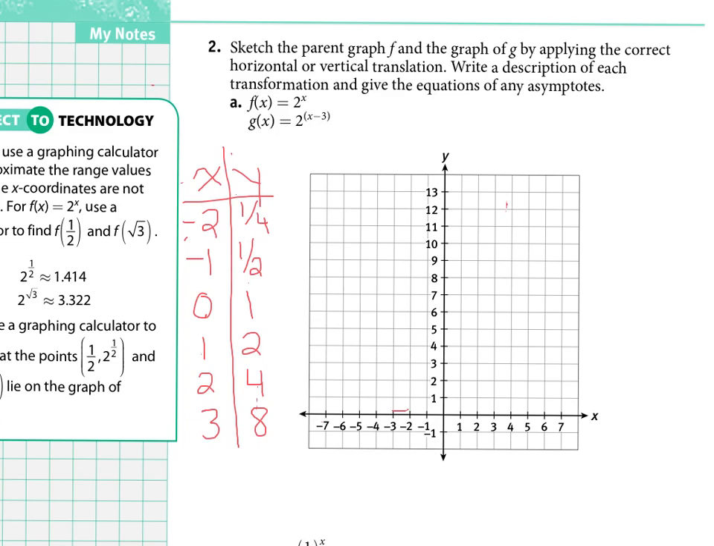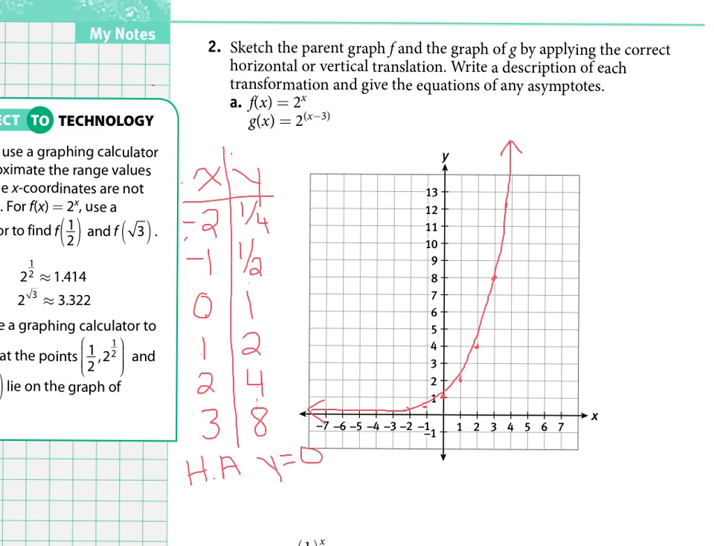So let's plot our points. -2 is at 1/4, -1 is at 1/2, 0 goes to 1, 1 goes to 2, 2 goes to 4, 3 goes to 8. So we get this increasing graph with a horizontal asymptote still at y equals 0.